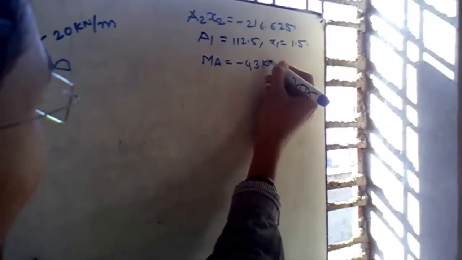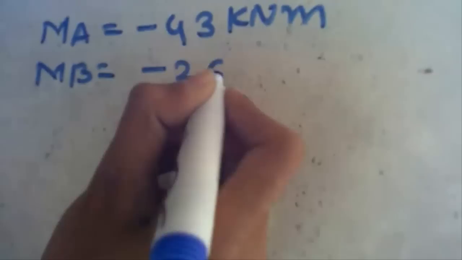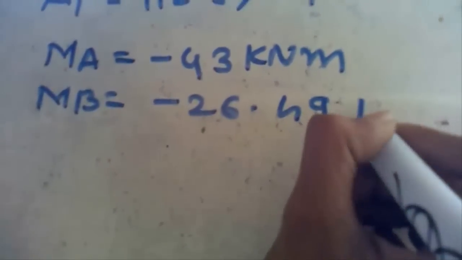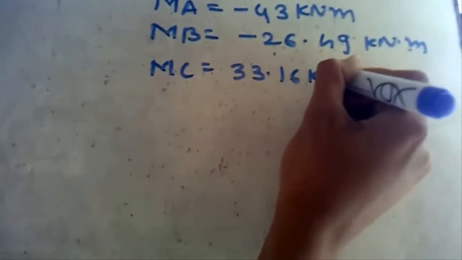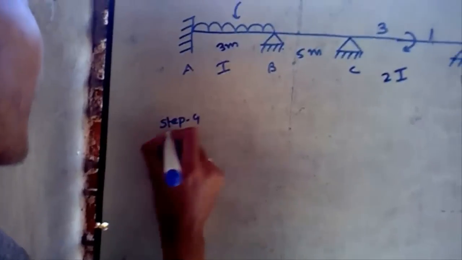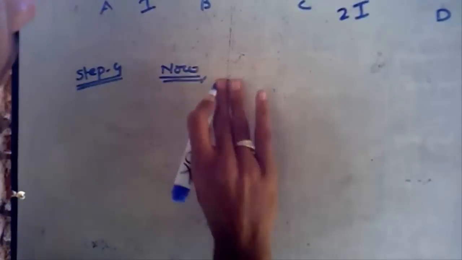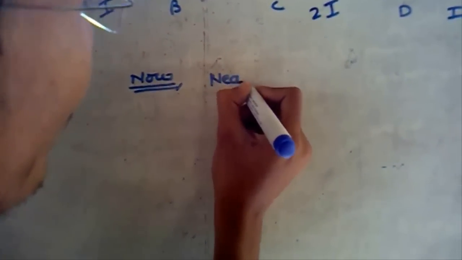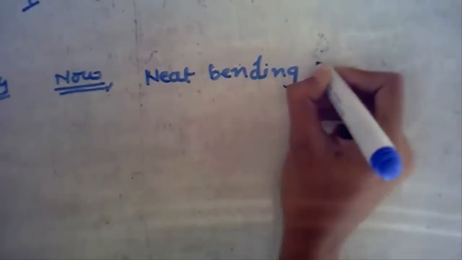Now the diagrammatical representation of the net bending moment diagram. We are writing here all the moments: MA equals to minus 43, MB equals to minus 26.49 and MC equals to 33.16. Now we are drawing the net bending moment diagrammatical representation. It is step number 4.